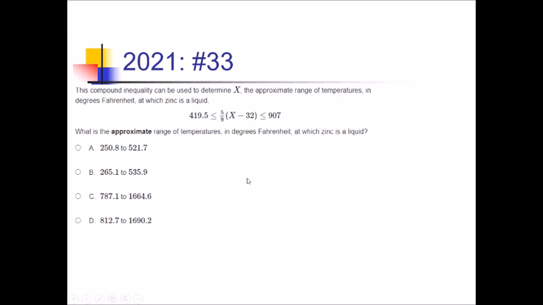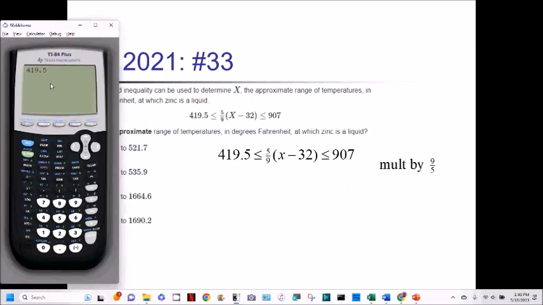So first thing we're going to have to undo is this 5/9. This is the kind of the outermost function going on around this x. So to undo multiplication by 5/9, I can multiply by its reciprocal 9/5. So here's my original expression. I'm going to multiply by 9/5 on all that. So I'll need the calculator for that. So I've got 419.5, and I'm going to multiply by 9, and then divide by 5. And that comes out to 755.1.